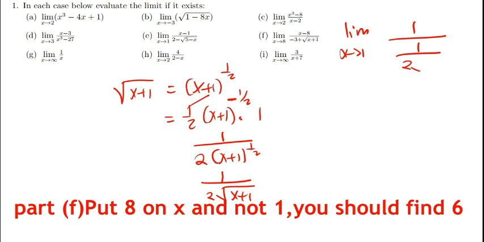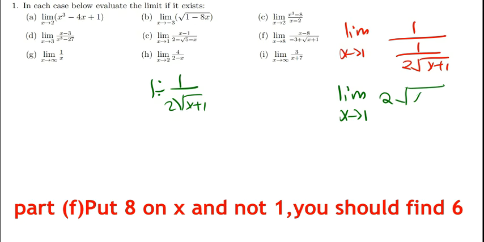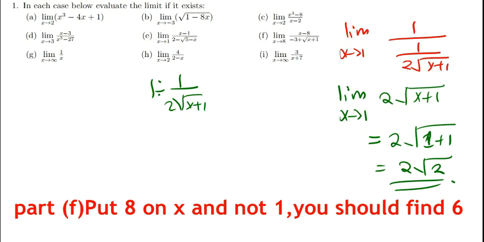1 over 2 the root of x plus 1, which is the same as the one I had for question E, where I'm going to say it is limit as x approaches 1, so it is 1 divided by 1 over 2 the root of x plus 1, of which if I do the reciprocal here, I'll end up having 2 the root of x plus 1. So now I can plug in. I'll end up having 1 plus 1, which is 2 root 2 as my final answer.